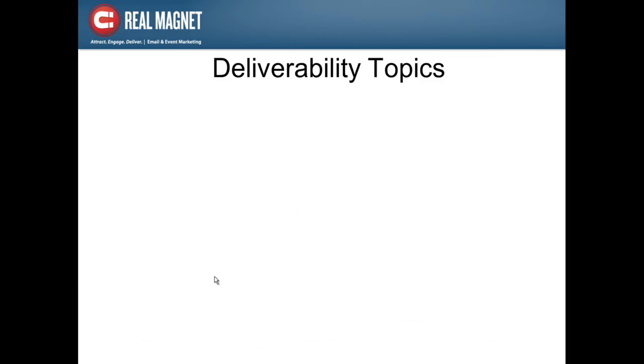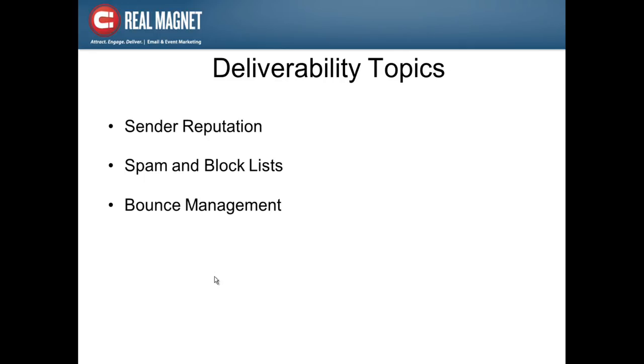Today we're going to be talking about a broad range of deliverability topics in general, but we'll also take a moment here and there to look at specific aspects of the Real Magnet application where you can actually put into practice some of the broader topics we'll be talking about today. Those topics include sender reputation, spam and block lists, and also whitelists, bounce management and list hygiene, and other email best practices. In the live version of the webinar, participants would have the opportunity to have their questions answered immediately.